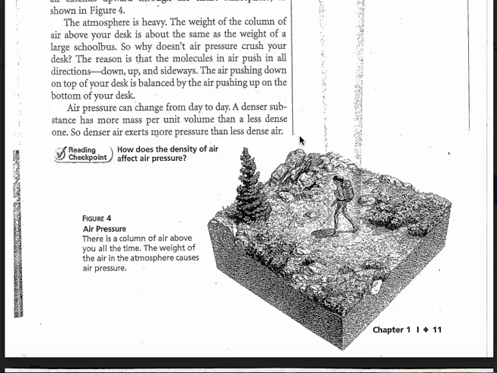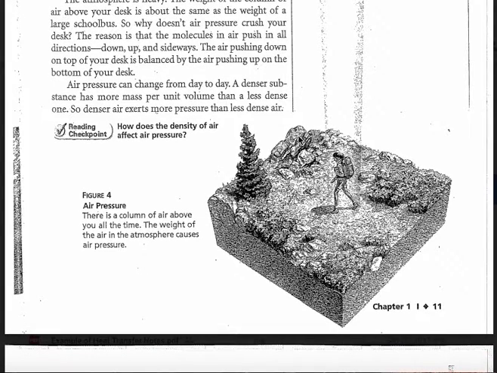A denser substance has more mass per unit volume than a less dense one. So denser air exerts more pressure than less dense air. So think about cold, dense air sinking down. That's going to put more pressure than warm, less dense air rising up. That's going to be less pressure.